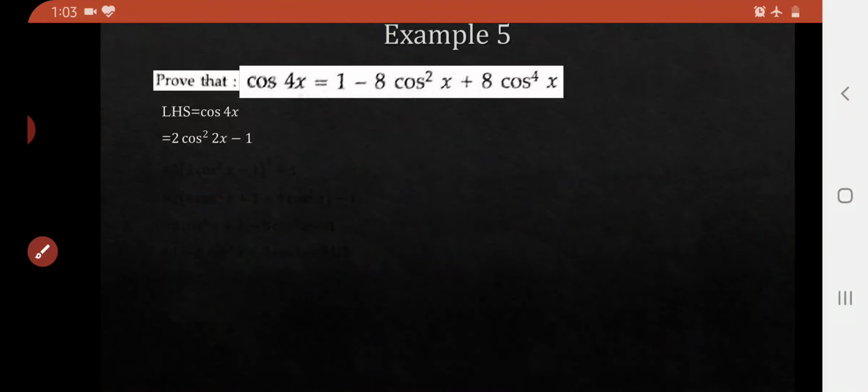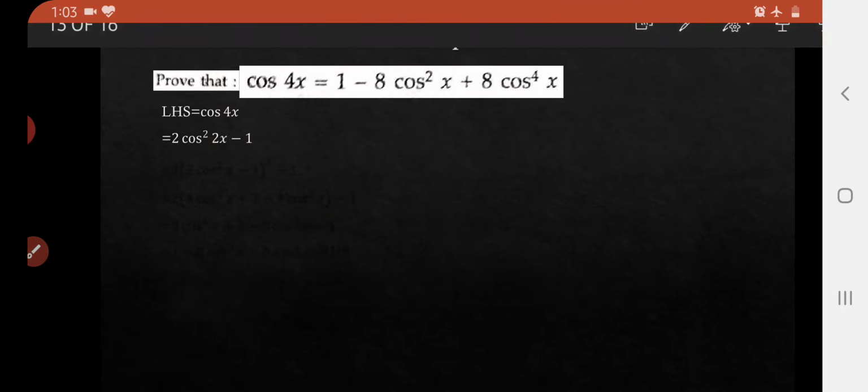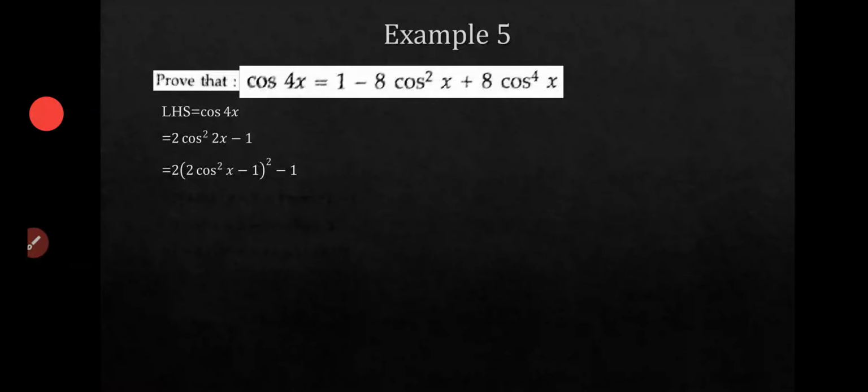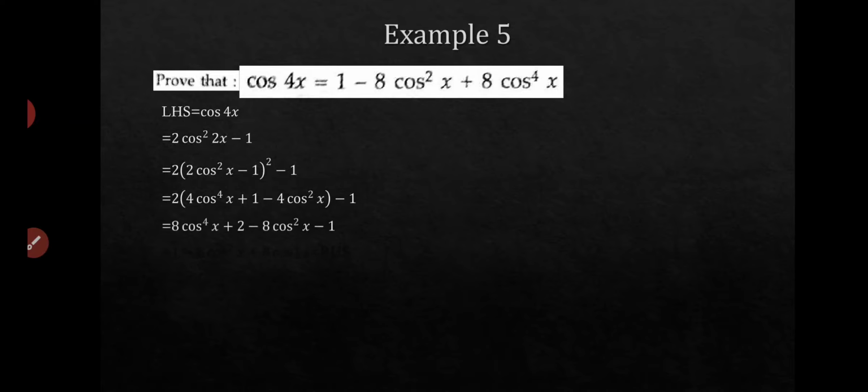Okay, so now cos 4x can be written as 2 cos square 2x. So basically cos 2x can be again written as 2 cos square x minus 1. So cos square 2x, that means it's whole square. Now you just break up the whole square. So if you just break up the whole square, this is what you get: 2 into 4 cos to the power 4x plus 1 minus 4 cos square x. Now multiply the 2. This is what you have. And then plus 2 minus 1 makes it 1. And so you have your RHS. Looks a little bit complicated, but it is not, basically.